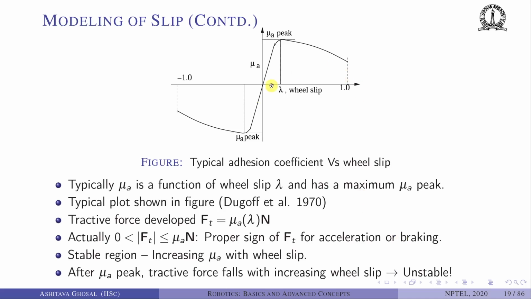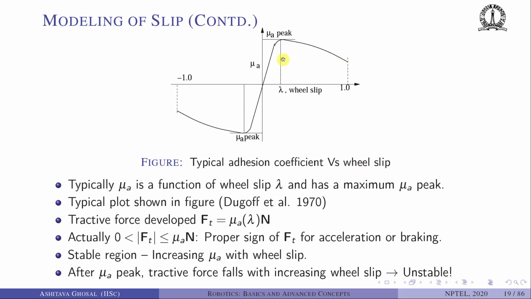So let's go back to this plot once more. We know that this adhesion coefficient or friction coefficient changes with wheel slip. What you can see is that for some region, from here to here, as the wheel slip increases, the adhesion coefficient increases. This region is called the stable region, whereas after some lambda, when the adhesion coefficient starts decreasing, that is an unstable region. As you can see, if it is slipping but the tractive force is decreasing, then it will slip more. So it is unstable.